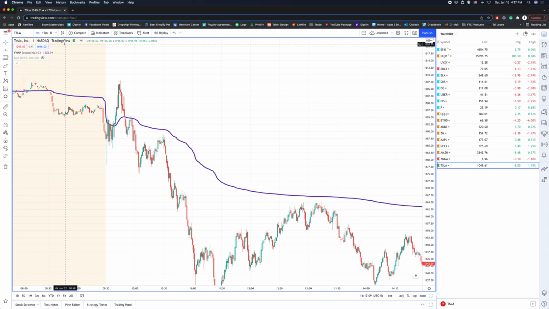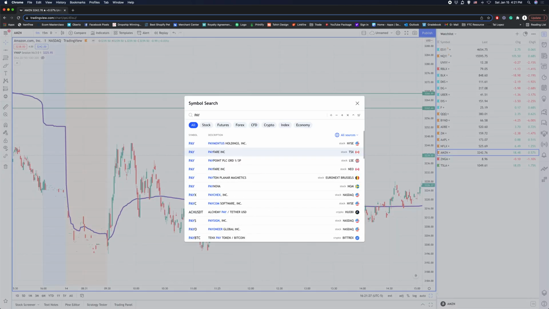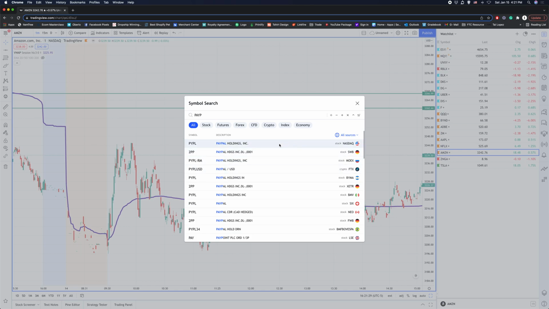If you look up here, your top left corner, you see it says Tesla, and then you have NASDAQ right here. So it tells you it belongs in the NASDAQ. Let's continue to look at more VWAP breaks. Let's pull up a different stock that I don't have. Let's look at PayPal. I know I mentioned PayPal before.